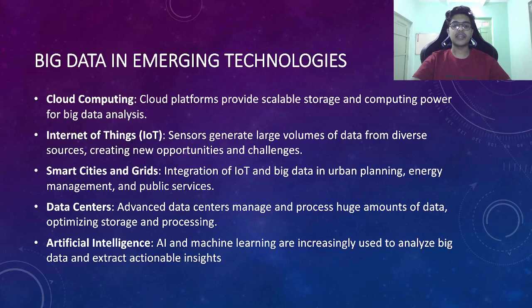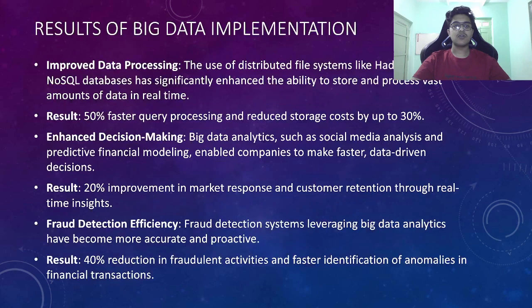Next one is data centers. Advanced data centers manage and process huge amounts of data, optimizing storage and processing. Artificial intelligence, AI and machine learning are increasingly used in order to analyze big data and extract actionable insights. So all of these are big data and emerging technologies respectively. So the last one is the results of big data implementation.